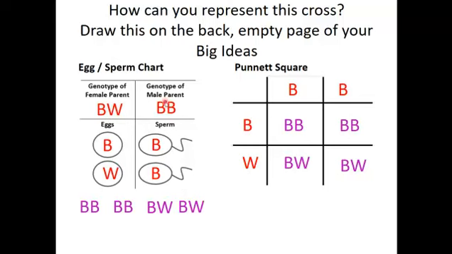big B and a big B. They can only make big B sperm. They can make a big B or a big W sperm. And that they make these different combinations. And when you count them up, you see, wow, 2 of the 4 offspring are going to be brown, and 2 of the 4 offspring combinations are going to be light brown.